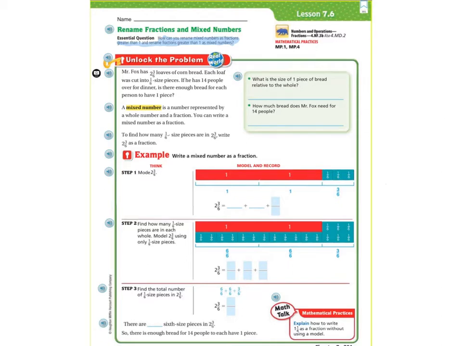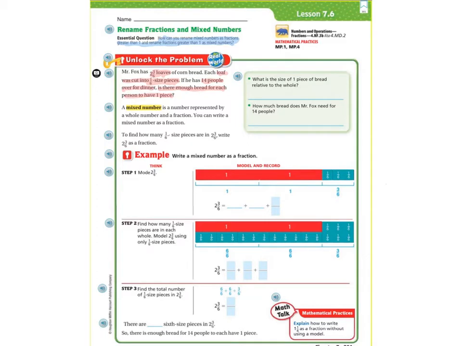So let's kick into it. Mr. Fox has 2 3/6 loaves of cornbread. That's kind of awkward, but 2 3/6 loaves of cornbread. Each loaf was cut into 1/6 size pieces. He has 14 people over for dinner. Is there enough bread for each person to have 1 piece? Basically, does Mr. Fox have enough to feed everybody? He's got 14 people coming over. Does he have enough cornbread? Okay, let's look at this.